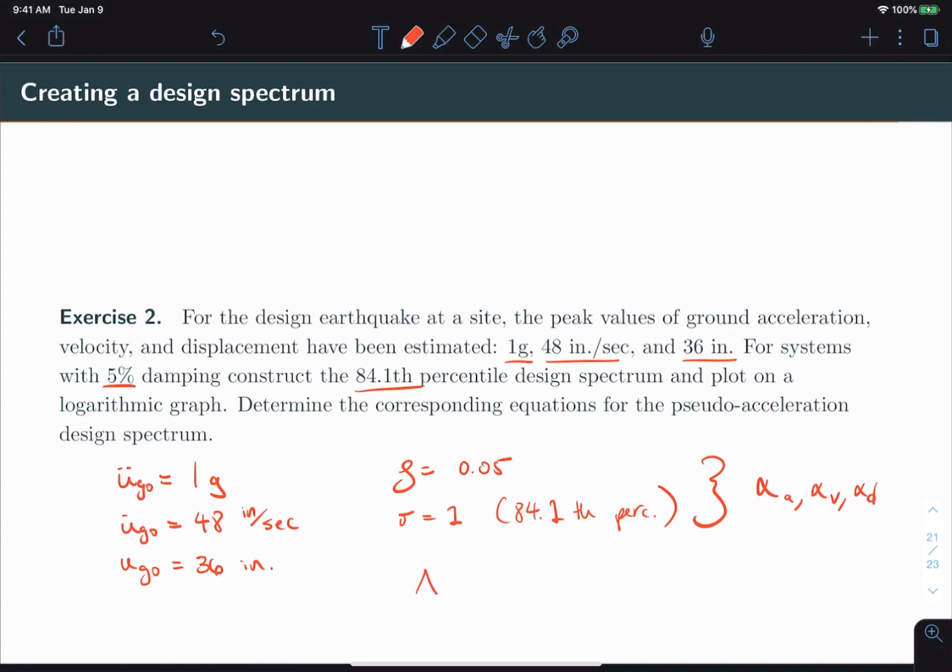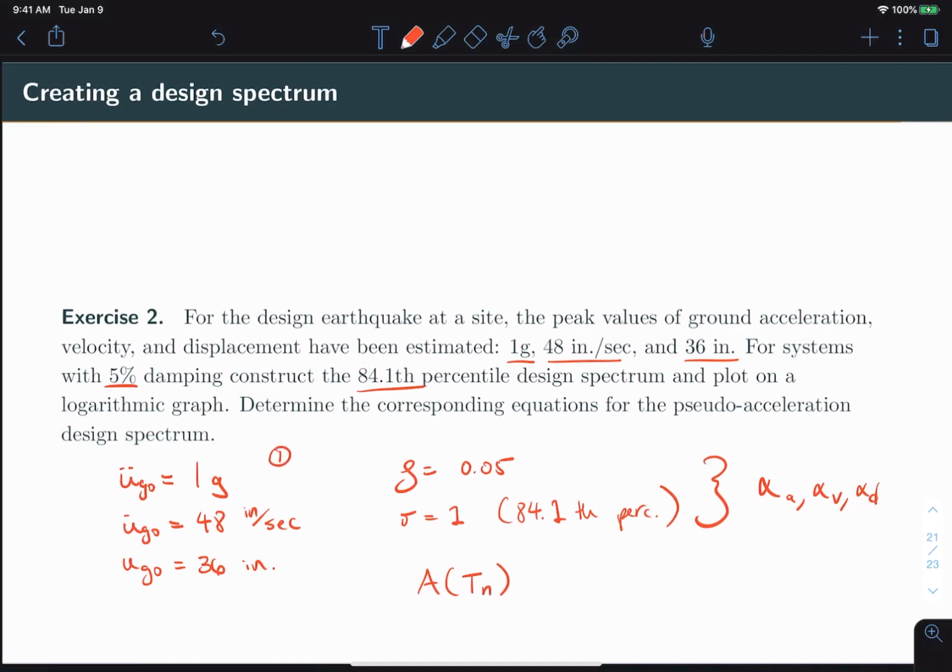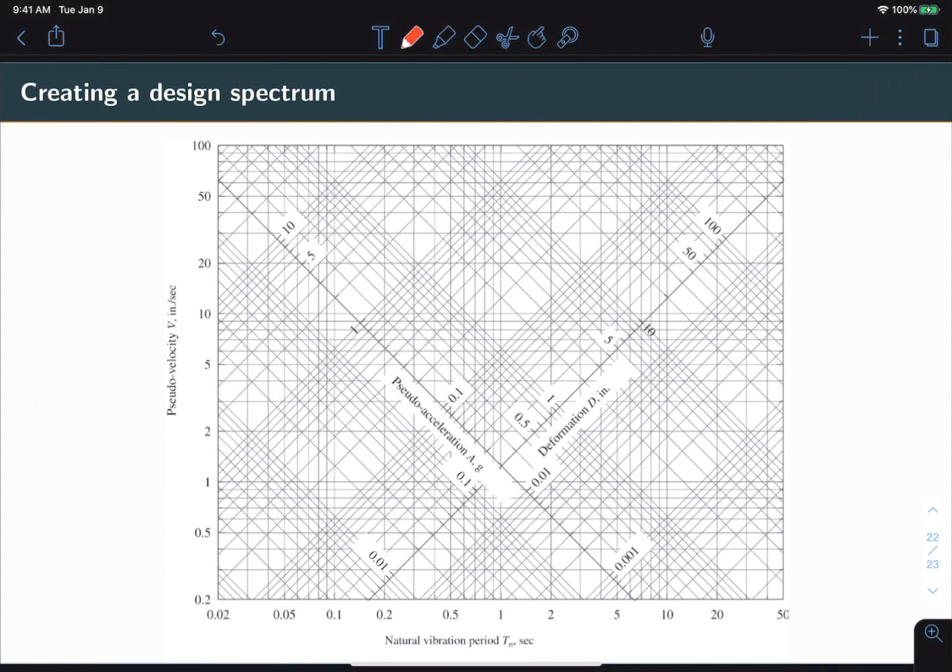In other words, A as a function of Tn. So we have the values for step 1 right here. So let's go ahead and plot those. We're going to find the line for 1g and draw that out. The line for 48 in the pseudo velocity, and the line for 36 in displacement. That is our step 1.